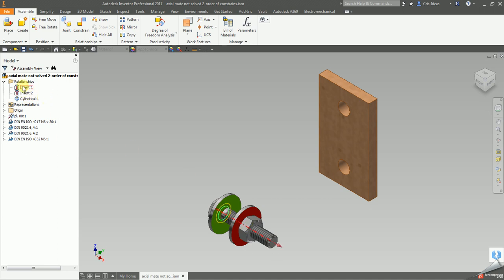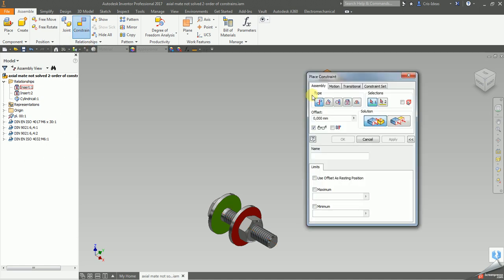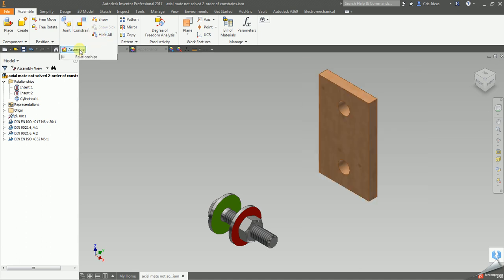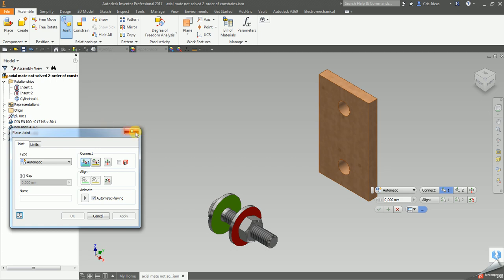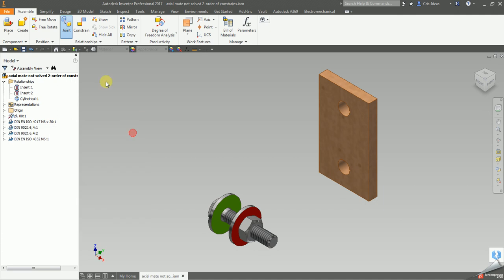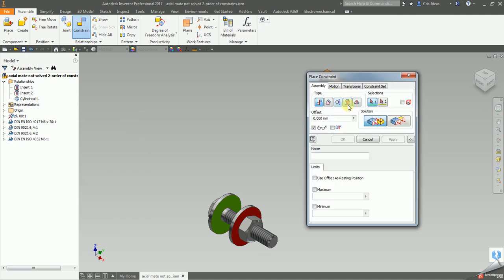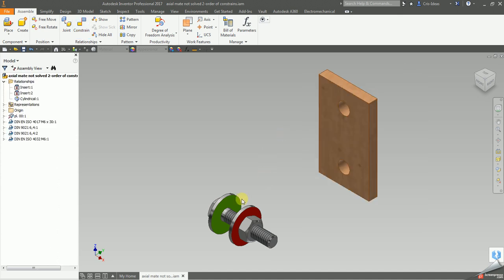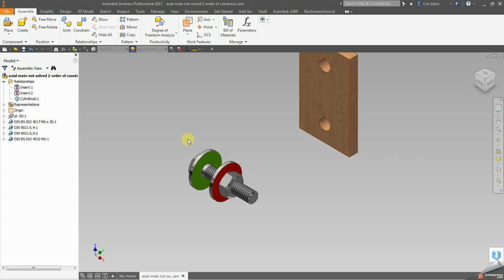So these are inserts. So instead of simple constraints, I have applied, what did I apply? Relationships? No, I have applied, where is the insert? Oh yeah, okay. So instead of the flush mate, I used insert to get the axial and also directional constraint in one go, so to avoid flipping of the washers.